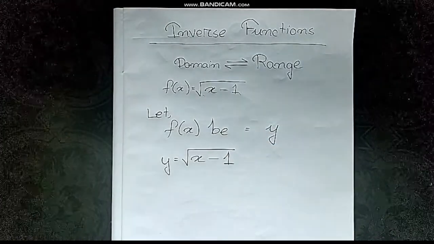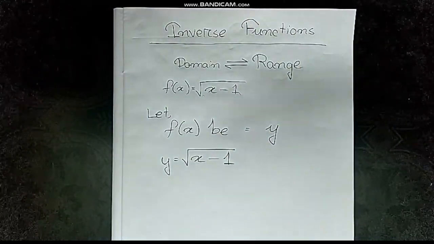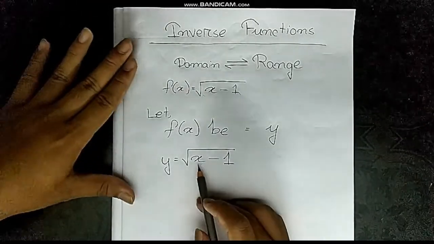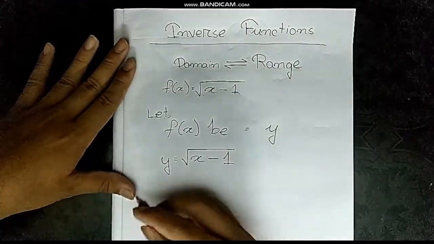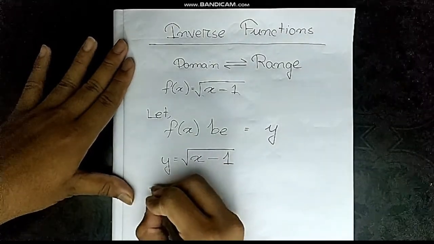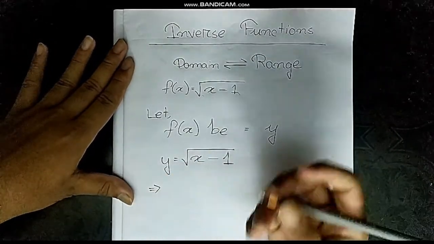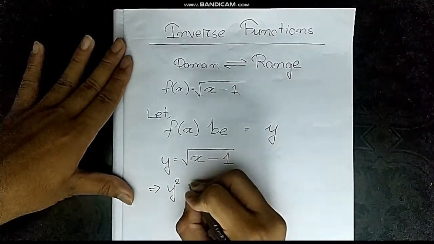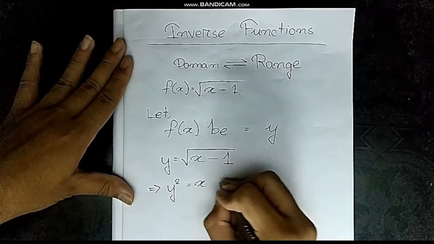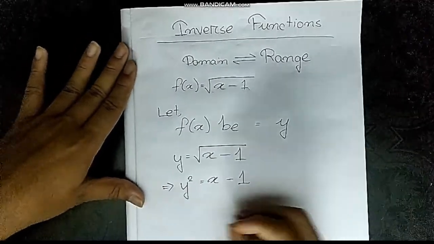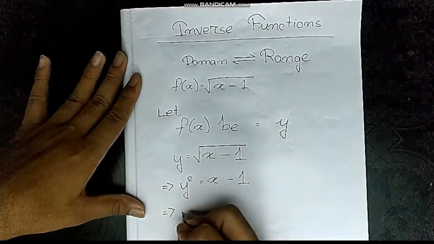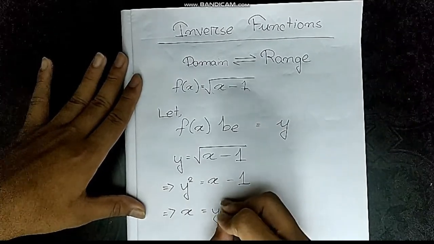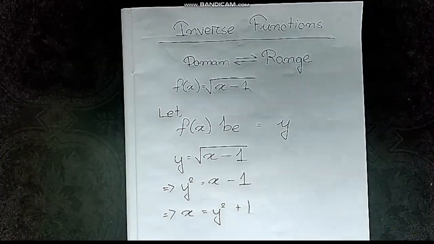Now in the inverse function, the output should be x and the input should be y. First of all, we need to figure out what the value of x is. So you can square both sides: y square is equal to x minus 1. That gives x equals y square plus 1.